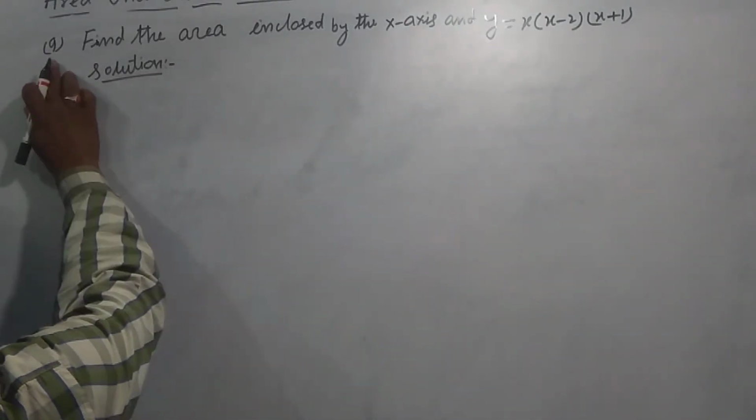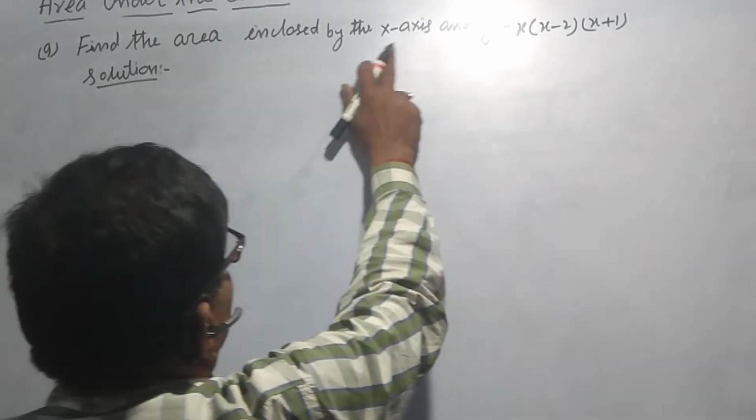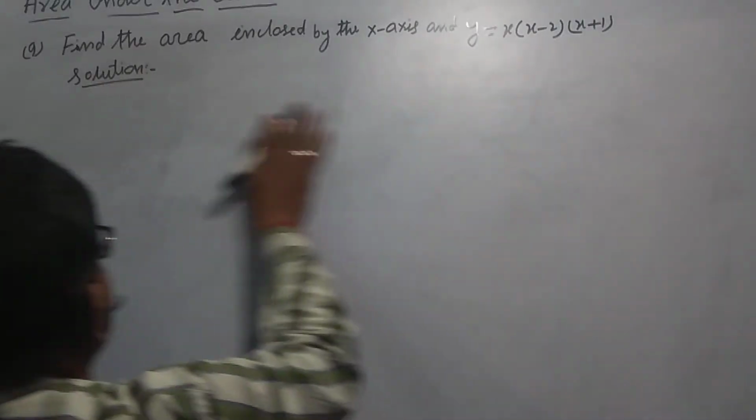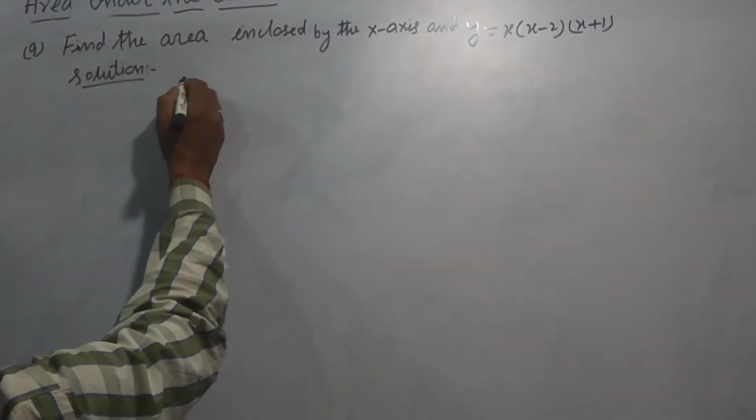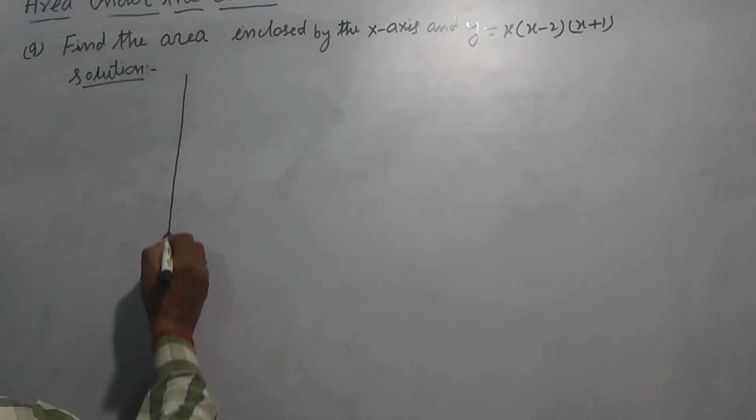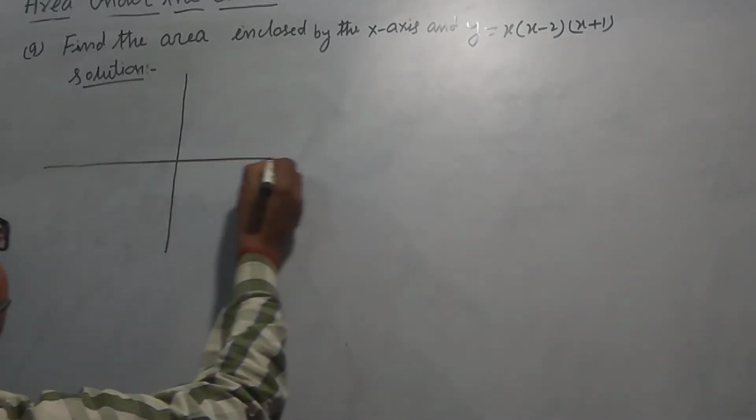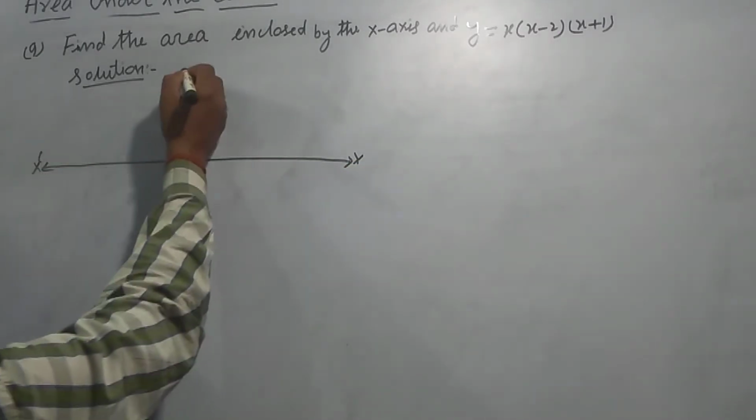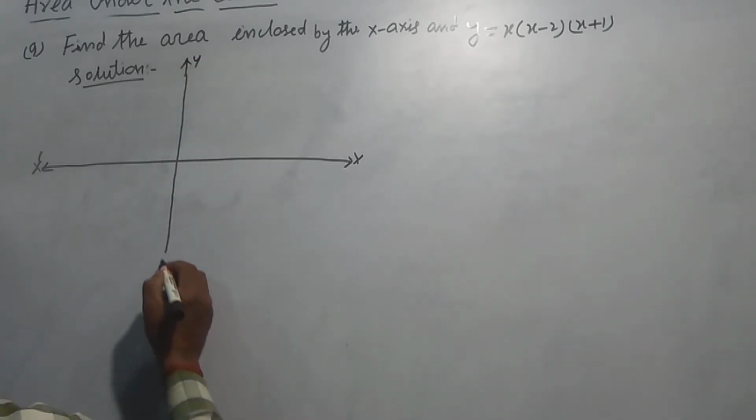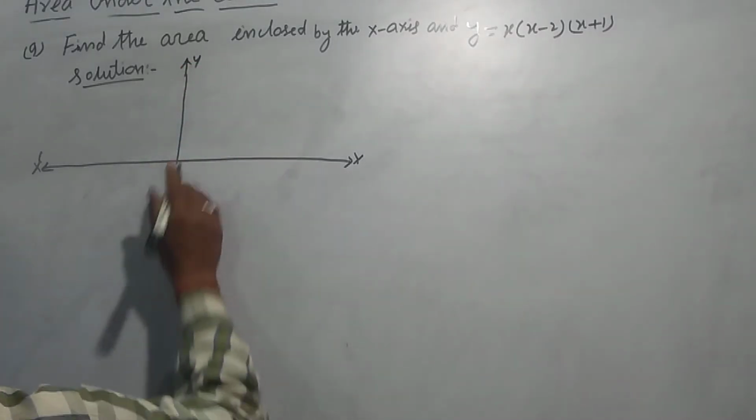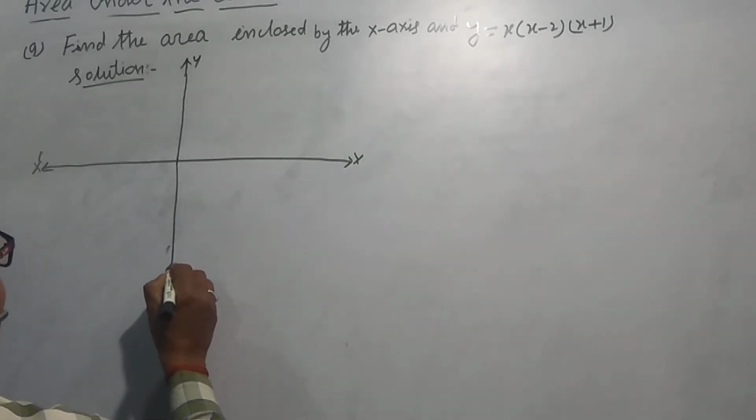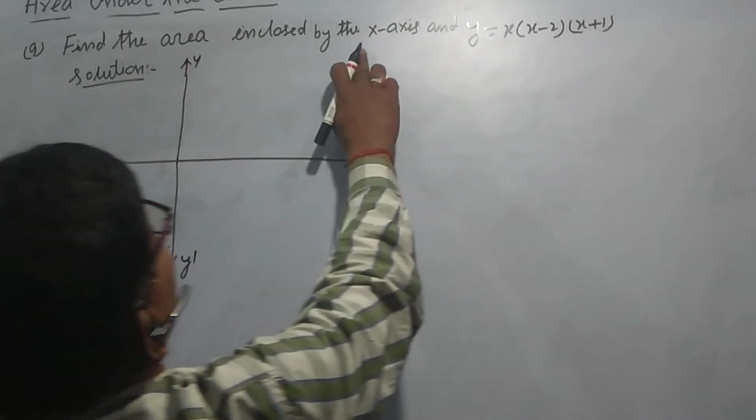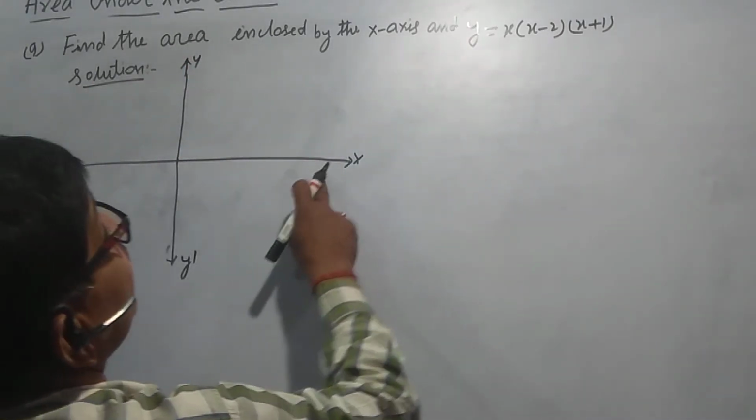Now here question number 9. Find the area enclosed by the x-axis and y is equal to x minus 2 and x plus 1. Here is the solution of this. Now this is the x-axis, x dash, and this is the y and y dash.